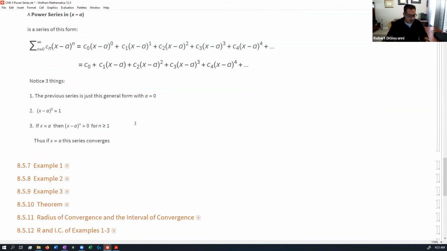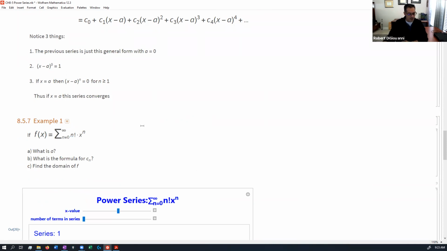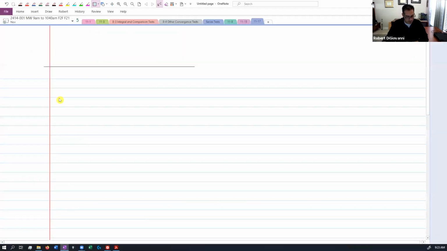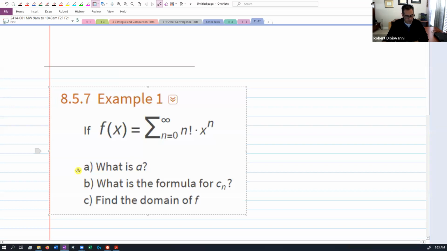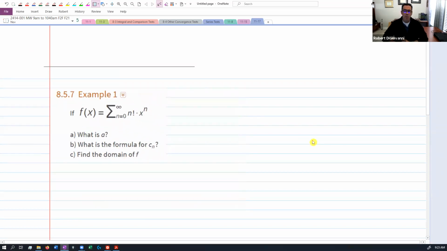All right, let's do some examples, because I know this is a lot to wrap your head around. Let's look at this right here. If f of x is this power series, this is a new power series, I want us to answer these questions. So let me take this to our notes here. First of all, what is a? So what is a here?